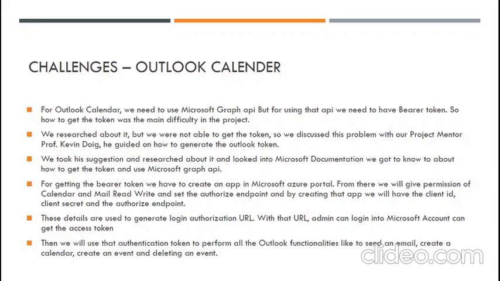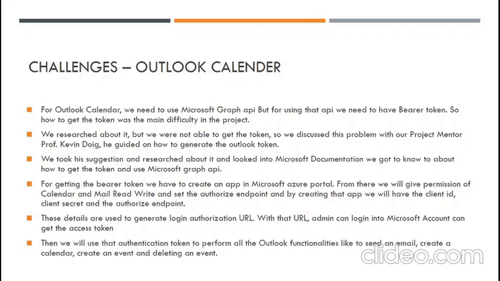The solution was, to get the bearer token, we have to create an app in the Microsoft Azure portal, and from there we give permission for calendar and mail read and write, and set the authorized endpoint. By creating this app, we get details like client ID, client secret, and authorized endpoint, and now we can use those details to generate the login URL. With that URL, we can now log in to a Microsoft account and get the access token. After getting that access token, we can perform all the Microsoft functionalities, like sending an email, creating a calendar, creating an event, and deleting an event.